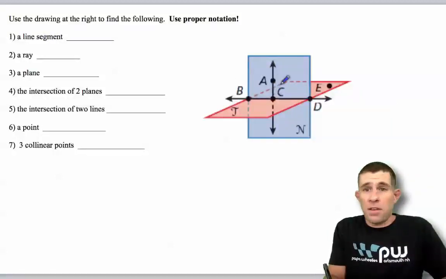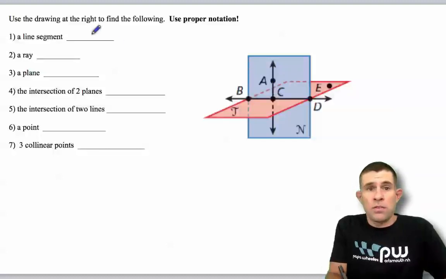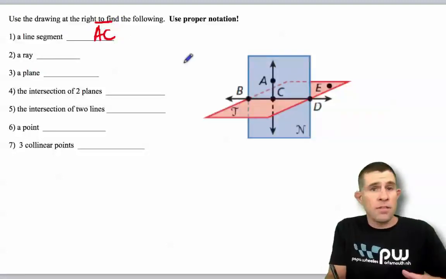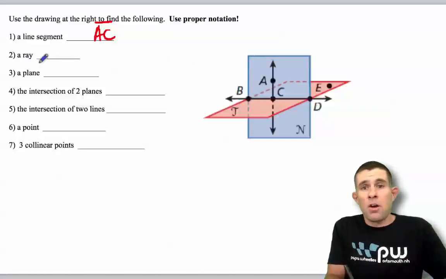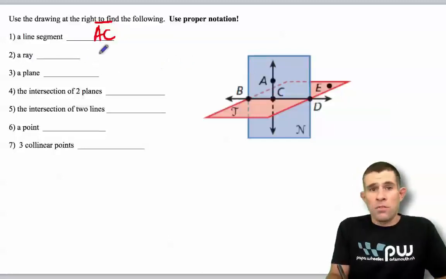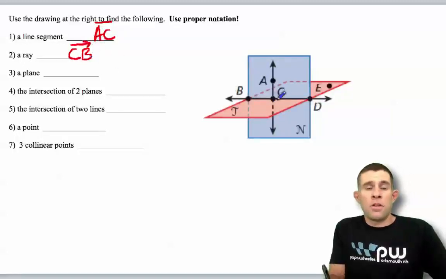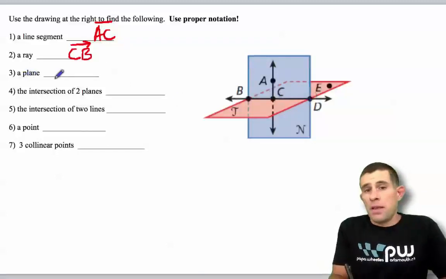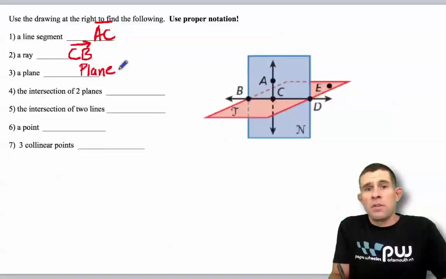Now, a line segment just connects 2 points, so we could use line segment AC. I do have to use my proper notation. I know a line segment gets a bar over the top. A ray starts at 1 point and goes off in one direction forever, so I'm going to use ray CB. Now you could have also done CA or CD. How about a plane? Well, I have a couple of examples of planes here in this image. I'm going to choose plane N.